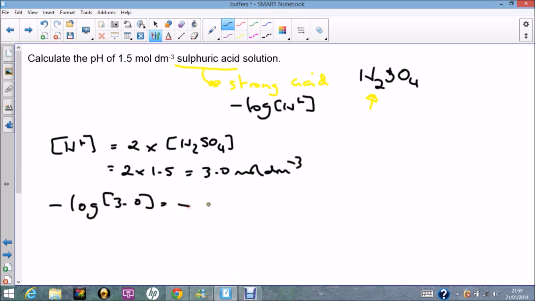Which gives us minus 0.48. Remember that in A-level chemistry you are allowed minus pHs, so that's fine. And bearing in mind that it's quite a strong solution of a strong acid, it is going to be a very low pH.